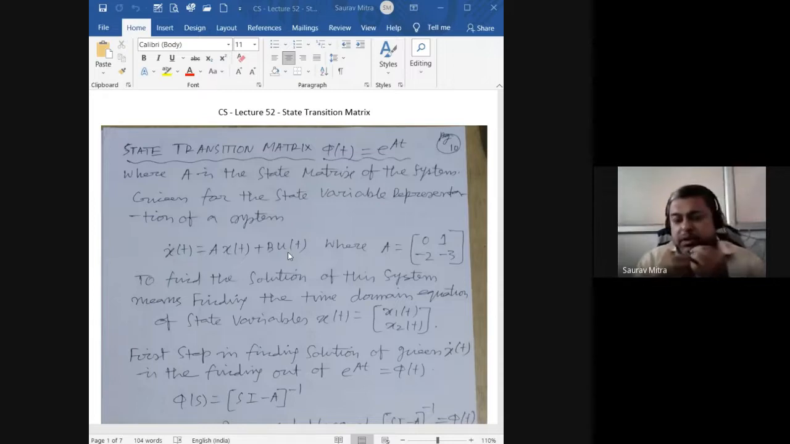So today's topic, what we are going to see is what is a state transition matrix. And what is the significance of the state transition matrix? You have to say that the state transition matrix is required just to find out the solution of state variable analysis.